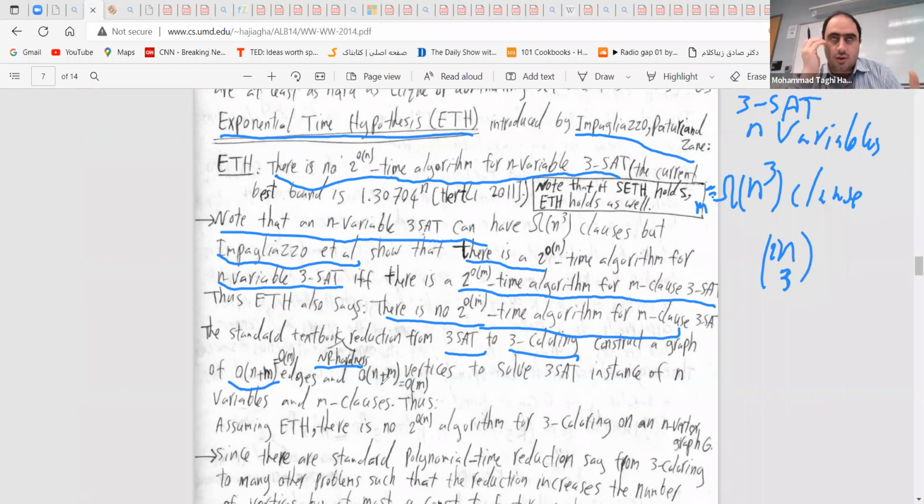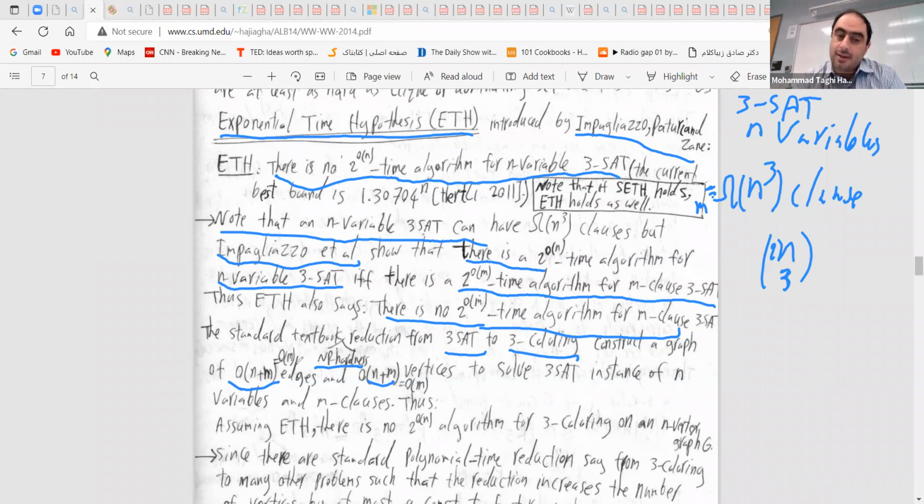When you do that, you create a graph, because the 3-coloring is a graph. In that case, the number of edges and the number of vertices of this graph that you construct would be order n plus m, where n is the number of variables and m is the number of clauses. So in both cases, the number of edges and the vertices would be order m.